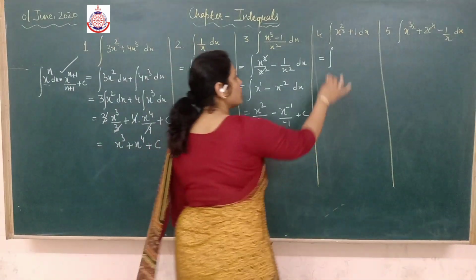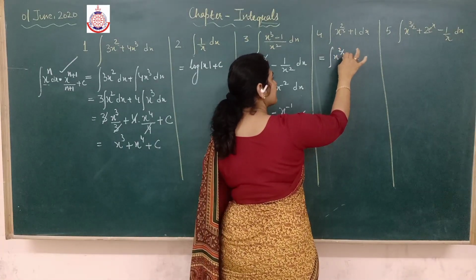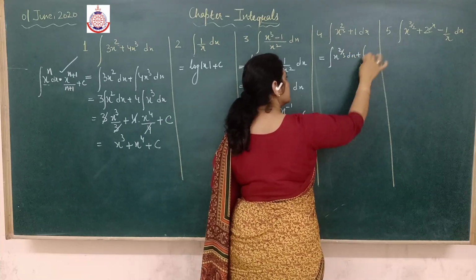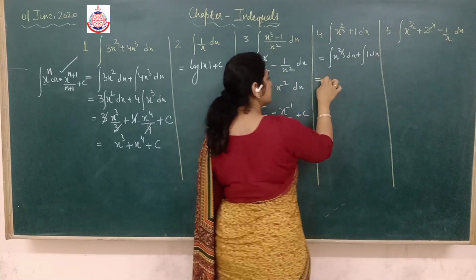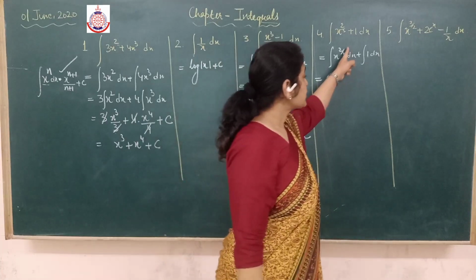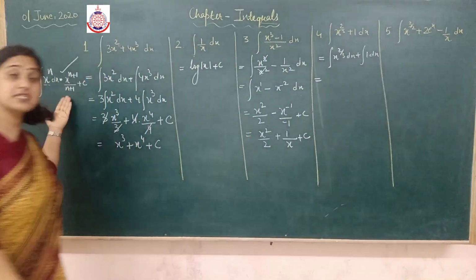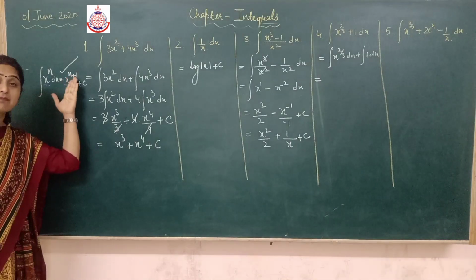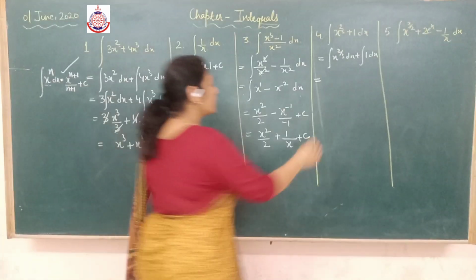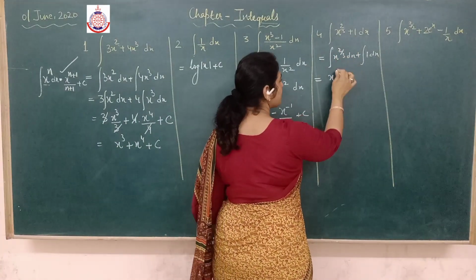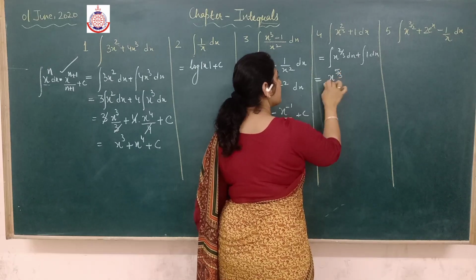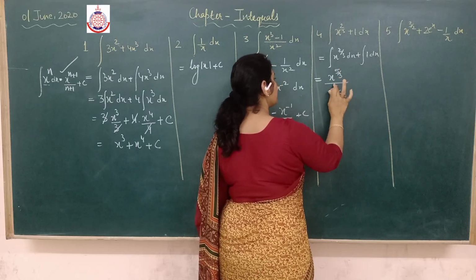Fine. So if I want to split, I can. Otherwise, I can directly also solve it. I can do this. X raised to power 2 by 3. Related with the same formula again. Increase the power by 1 divided by increased power. So x raised to power 2 by 3 plus 1, 5 by 3 divided by increased power.